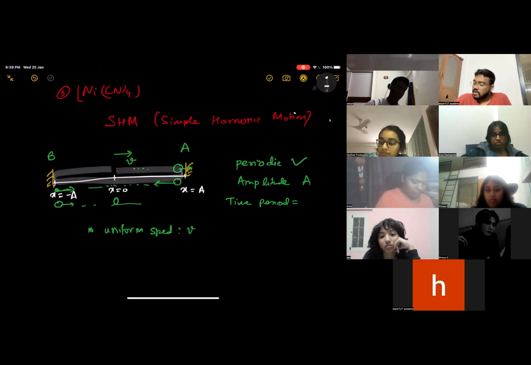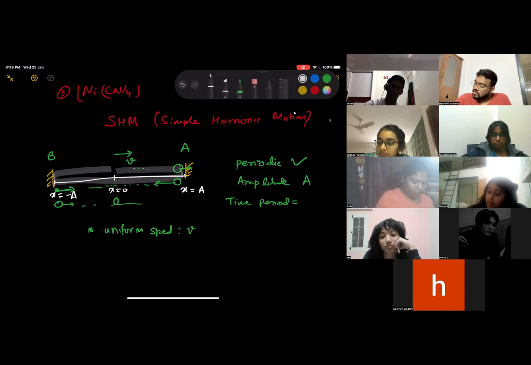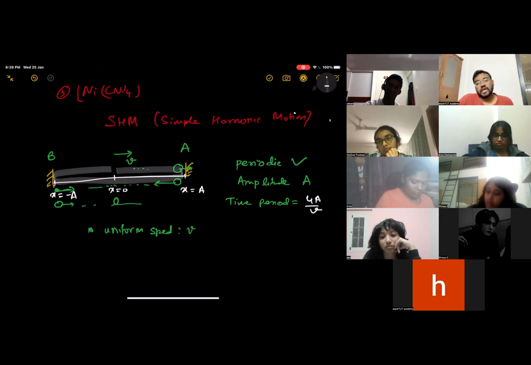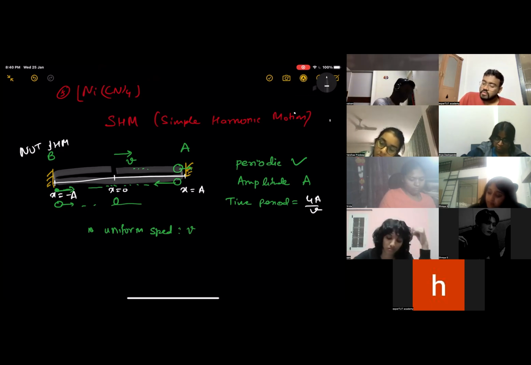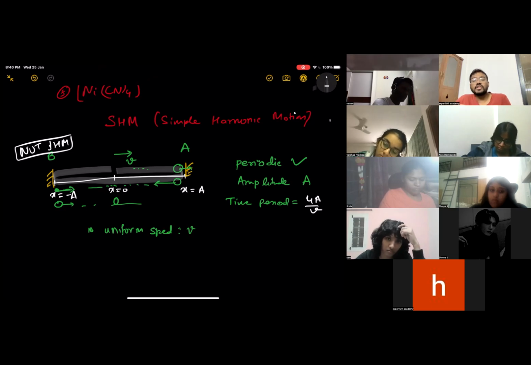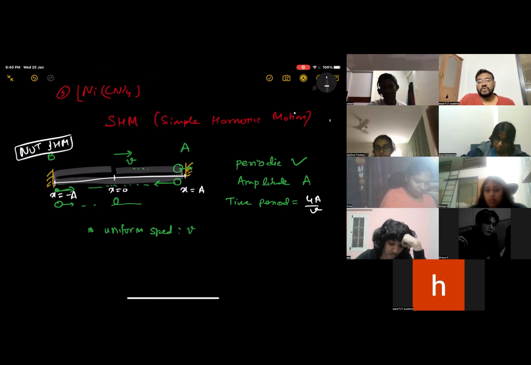Okay, 4A by V. Fine? It is not SHM. Write it down, it is not SHM. It is some kind of periodic motion, but it is not SHM, really. Some things of SHM it is following, something it is not. So there are some common things between this motion and SHM. Understood? Now, what is SHM?